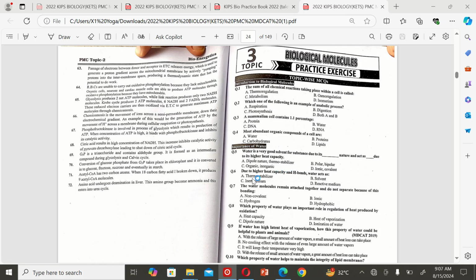and thermostabilizer. The next MCQ is: due to the higher heat capacity of hydrogen bonds, water acts as A. Thermostabilizer, B. Solvent, C. Inert medium, and D. Reactive medium. So the correct option is A. Thermostabilizer. The next MCQ is: the water molecules remain attached together and do not separate because of this bonding. A. Non-covalent, B. Ionic, C. Hydrogen, and D. Hydrophobic. The correct option is C. Hydrogen.